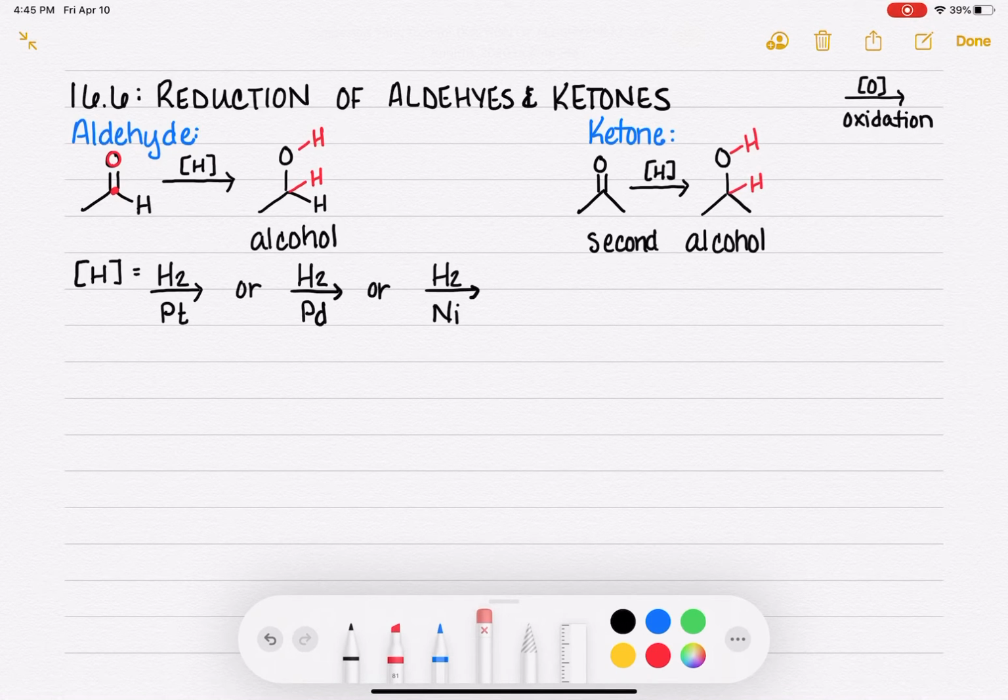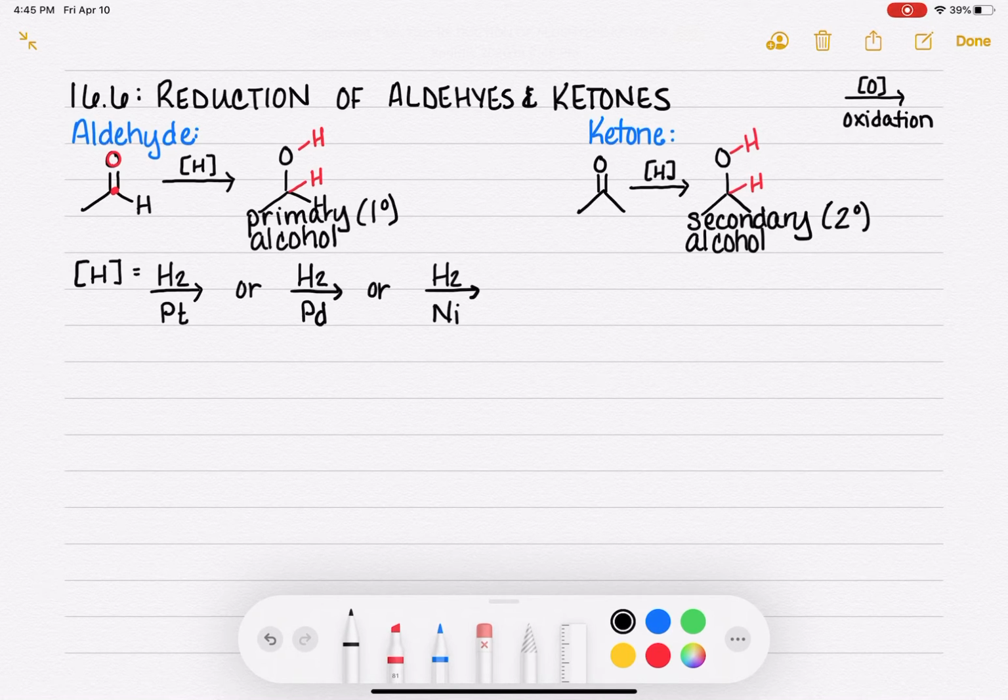Didn't really leave myself enough room there. Secondary is abbreviated 2 with a degrees symbol after it. So this is called a secondary alcohol. When we reduce an aldehyde, the alcohol is called a primary, which is abbreviated 1 with a degrees symbol.